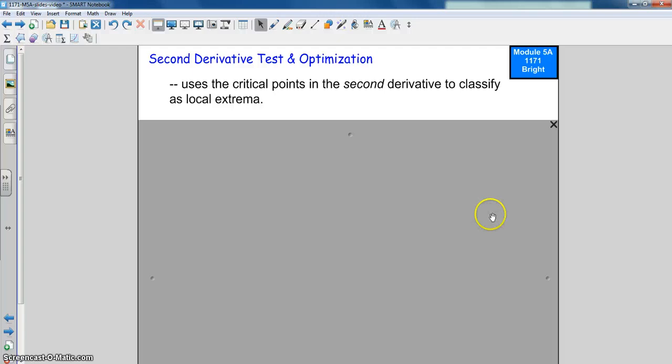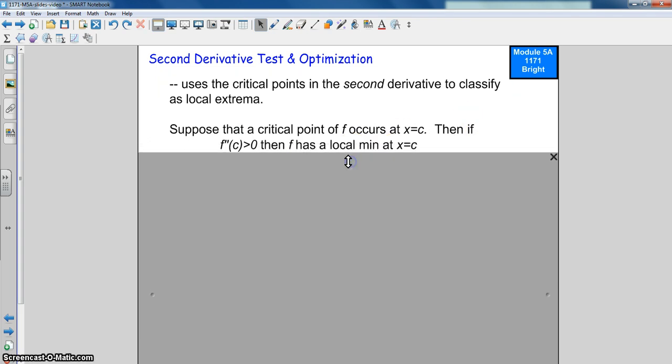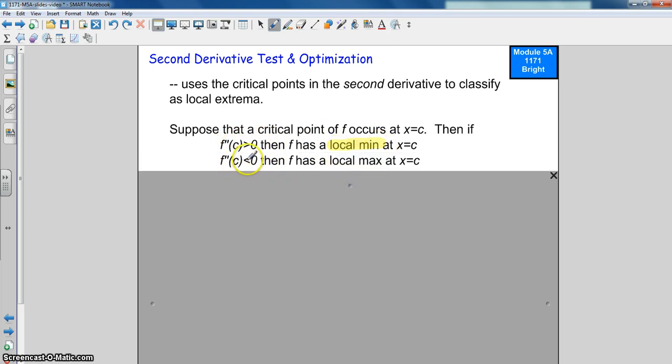In the last video we discussed the first derivative test, and actually there's another way to classify local extrema, and that's the second derivative test. Obviously it uses the second derivative. So if we again have critical points occurring at x equals c, then if the second derivative at the critical point is positive, it's actually a minimum. That's kind of counterintuitive, but if the second derivative is positive, then it's a minimum, and if the second derivative is negative, then it's a maximum.